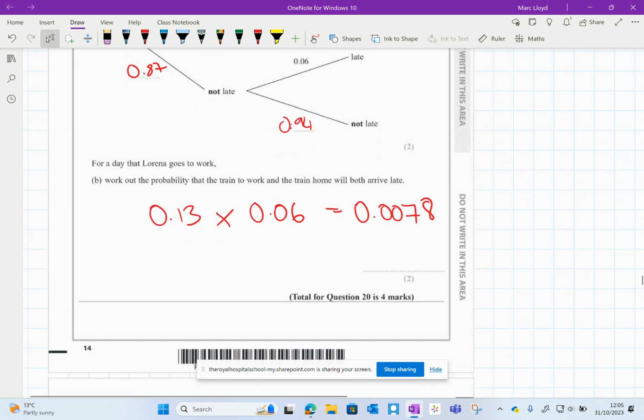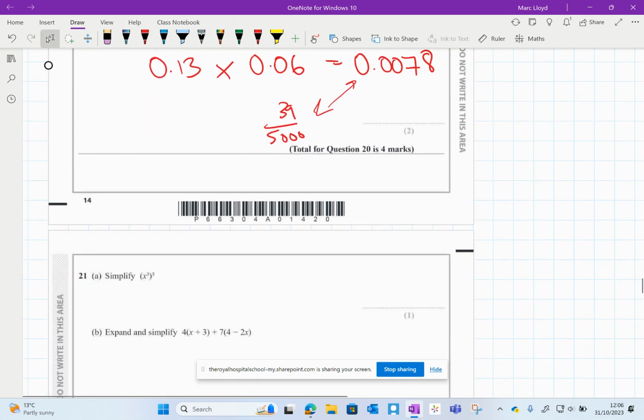Does it want it in standard form? Probably not. We could always S-D it and have 39 over 5,000, because when you put that into your calculator, it's going to give it to you in standard form. But I'm okay with either of those responses, because although these two look different, they represent the same value. So that's okay to use.